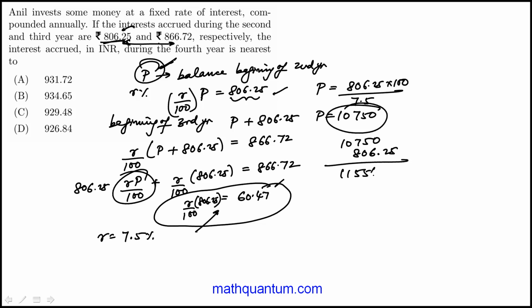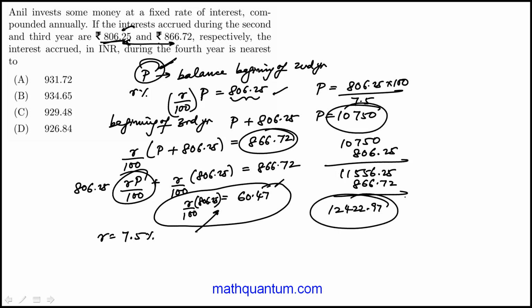Which is 11,556.25. That's the balance at the beginning of the third year. Then we earned this interest. So now we have to add that to this. So 12,422.97 is the balance at the beginning of the fourth year. So the interest you would earn would be 7.5% of that. And if I compute this, it turns out to be 931.72 rupees, which is choice A.